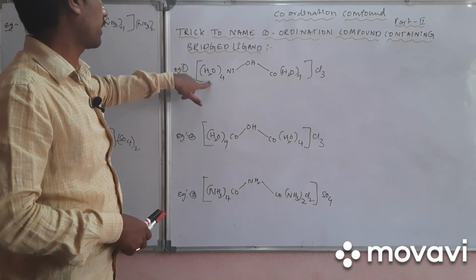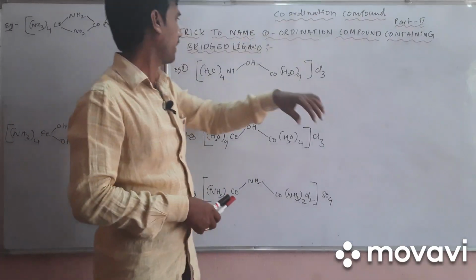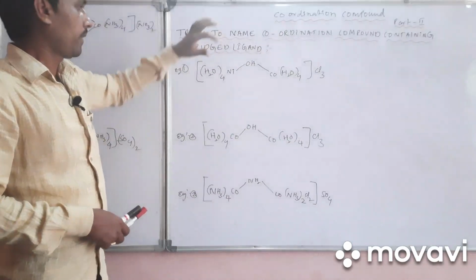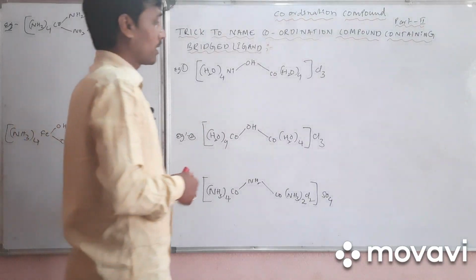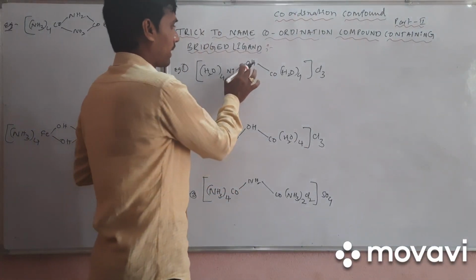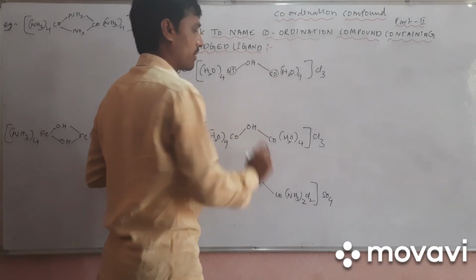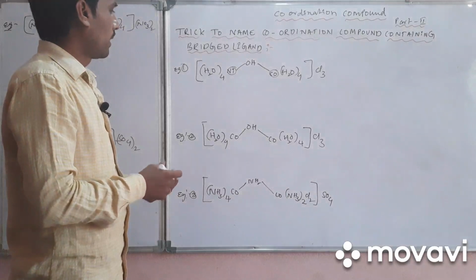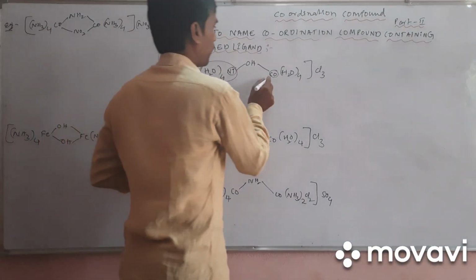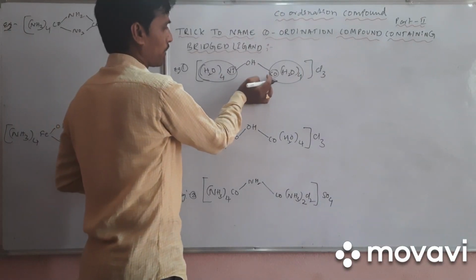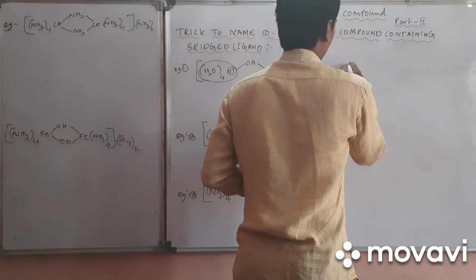Bridged ligands nomenclature, let us see. First trick to name coordination compounds containing bridged ligands. We are using one trick. In this case, what is a bridge ligand? Bridge ligands means a ligand connected with two groups, two metal atoms, that is called bridge ligands. Here this one is different to the other metal atom, that's why we are using the X symbol.